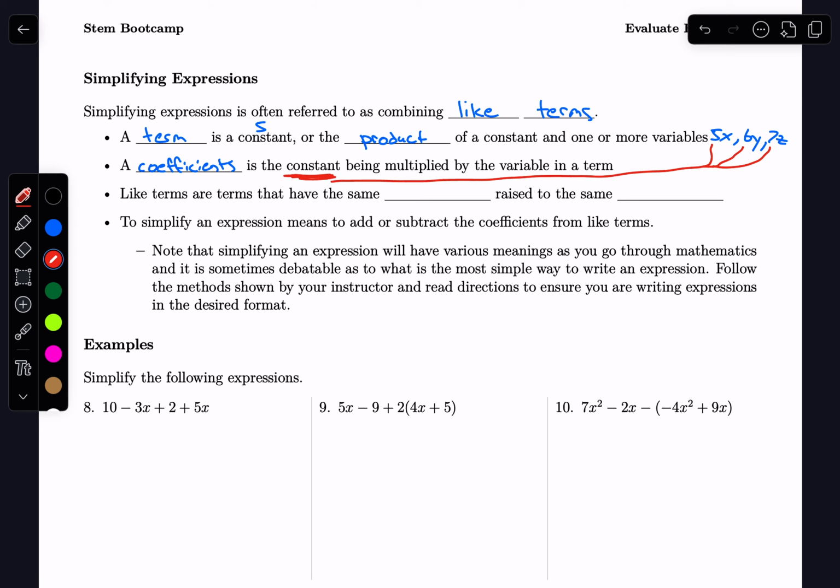Okay, so coefficient, generally looked at as a fairly complicated word by students, but it's a very simple meaning. It's just the number in front of the variable. Okay, but you got to remember that word coefficient. We're going to use it quite a bit.